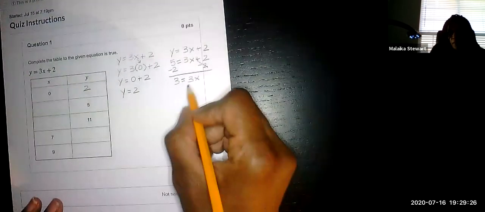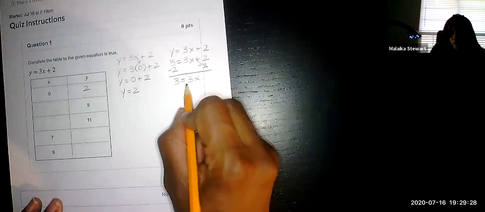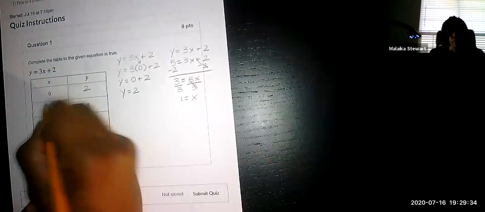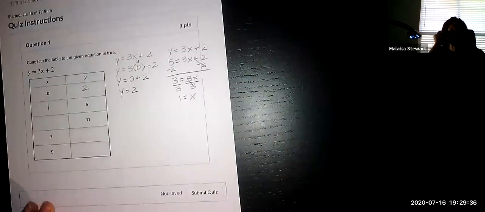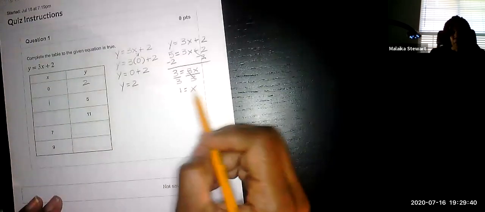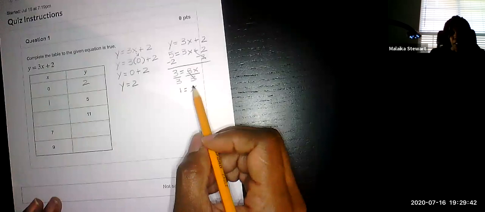So then you have 5 minus 2, which is 3, equals 3x. And of course, to isolate, since this is connected by multiplication, to get rid of it, you divide. So 3 divided by 3 is 1. So our x value is 1. You see? So hopefully this is bringing things back. I know the solving equations part was the part that was a little bit confusing for you today in class.